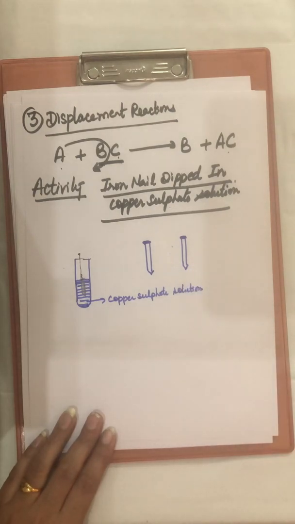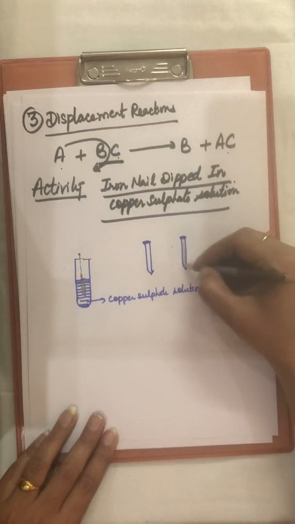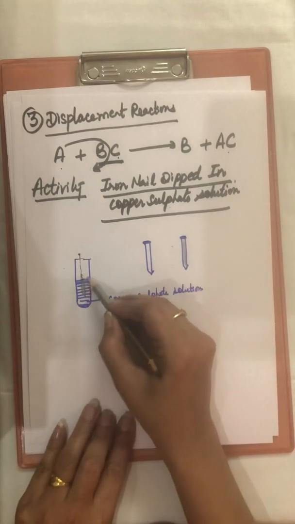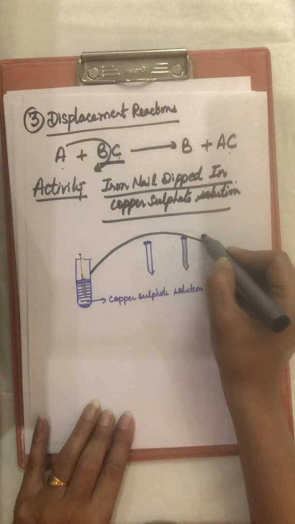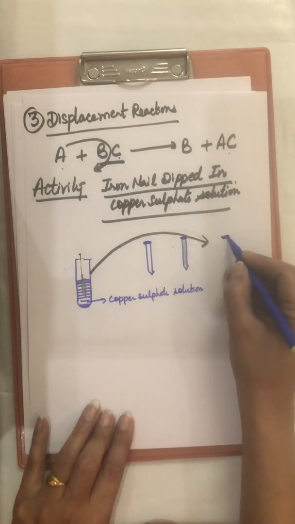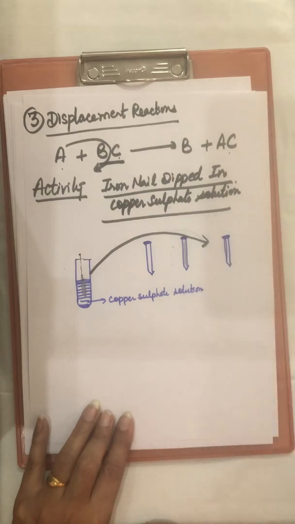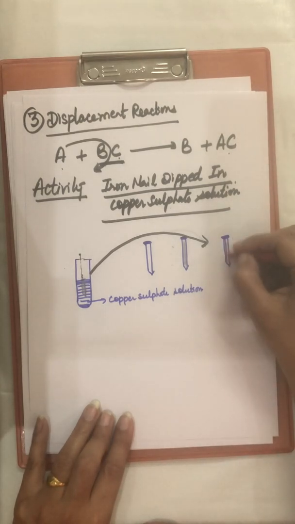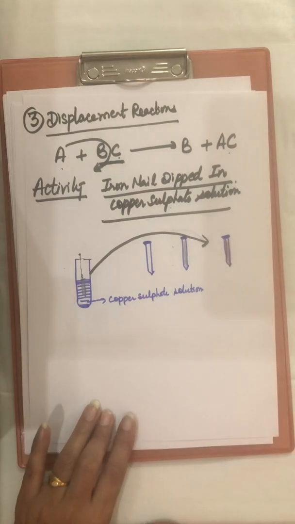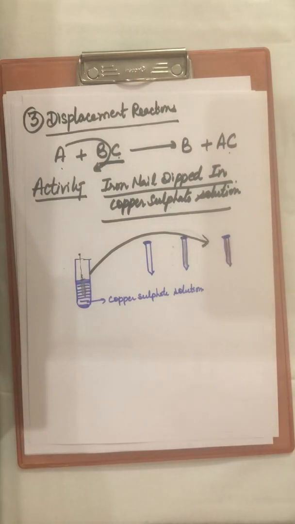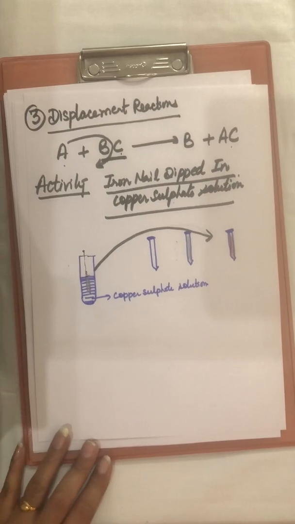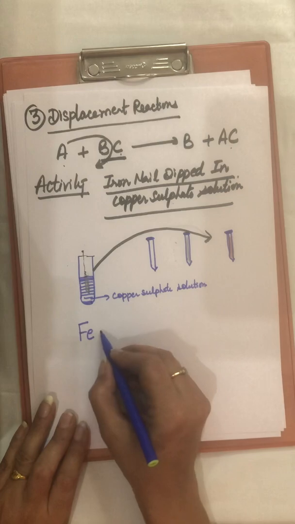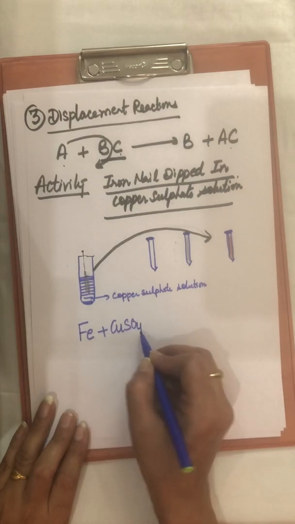What we will see, the iron nail which is outside is greyish black in color, and the iron nail that we take out after 20 minutes will be of which color? That will develop a little reddish brown color. Which color will it get? A little reddish brown color will come here. Why does this happen? Why does the greyish black color of the iron nail, when dipped in copper sulphate, change to reddish brown? Because of the reaction: iron nail, that is Fe, reacts with copper sulphate solution.